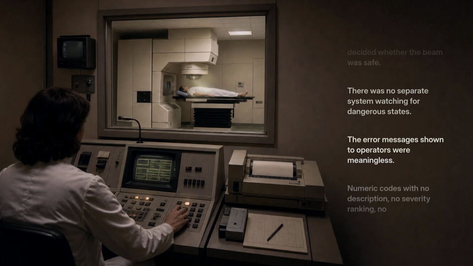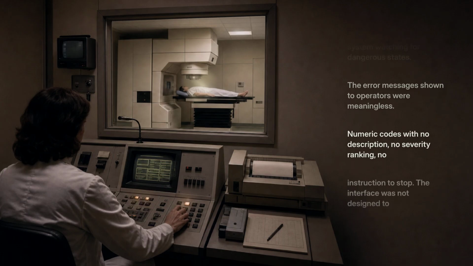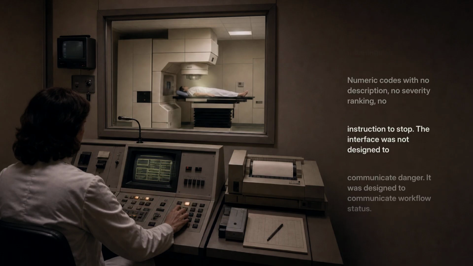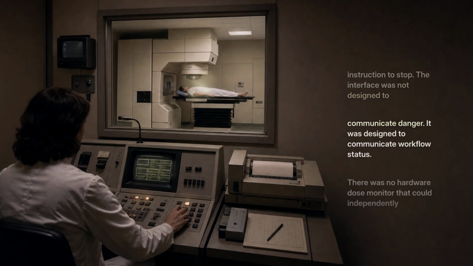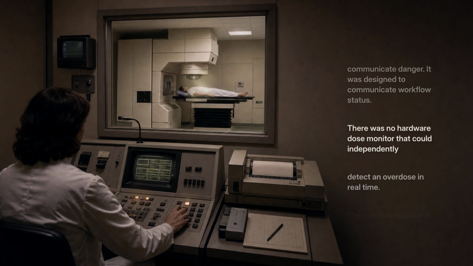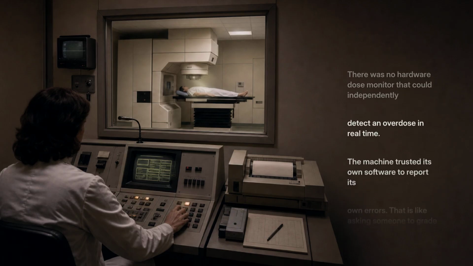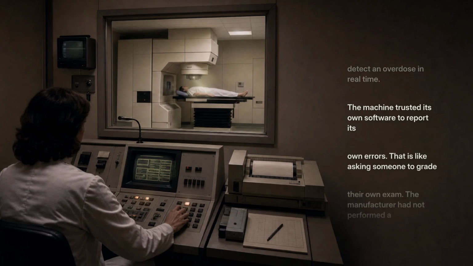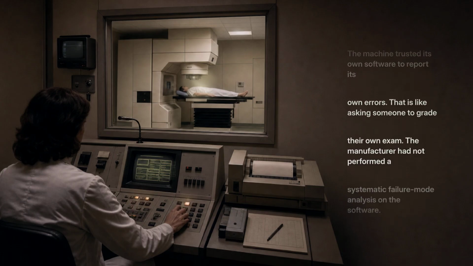The error messages shown to operators were meaningless. Numeric codes with no description, no severity ranking, no instruction to stop. The interface was not designed to communicate danger. It was designed to communicate workflow status. There was no hardware dose monitor that could independently detect an overdose in real time. The machine trusted its own software to report its own errors. That is like asking someone to grade their own exam.